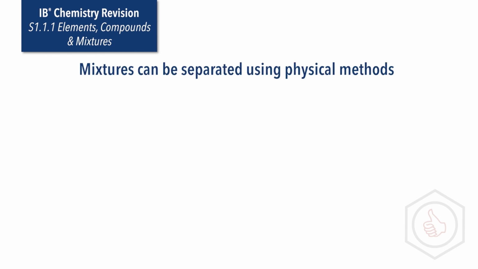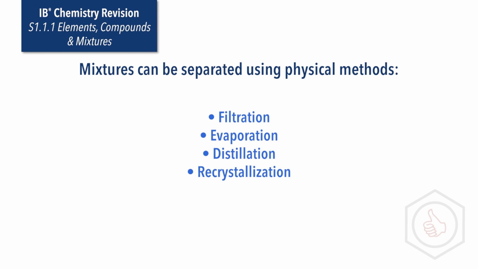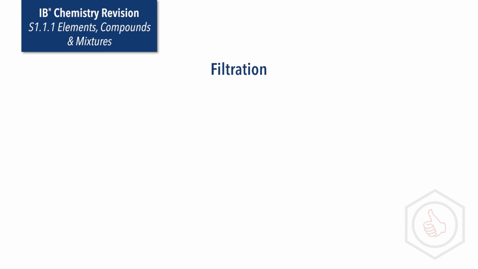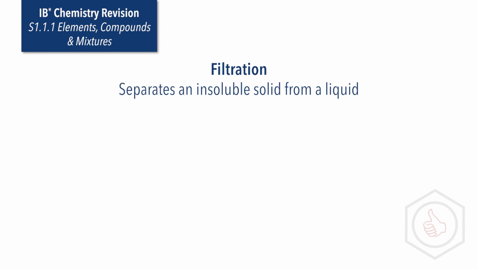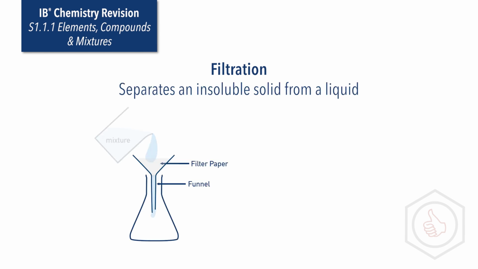Because mixtures are made up of substances only physically held together rather than by chemical bonds, they can be separated using physical separation methods. You need to know the following methods of separation: filtration, evaporation, distillation, recrystallization, paper chromatography, and solvation. Filtration is used to separate an insoluble solid from a liquid. A filter paper allows the liquid to pass through while the solid particles remain as a residue. The liquid collected is called a filtrate.